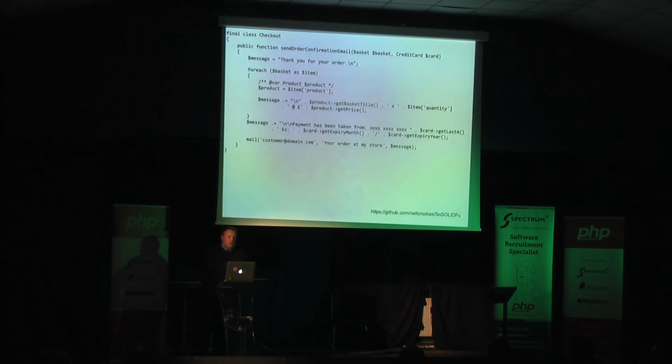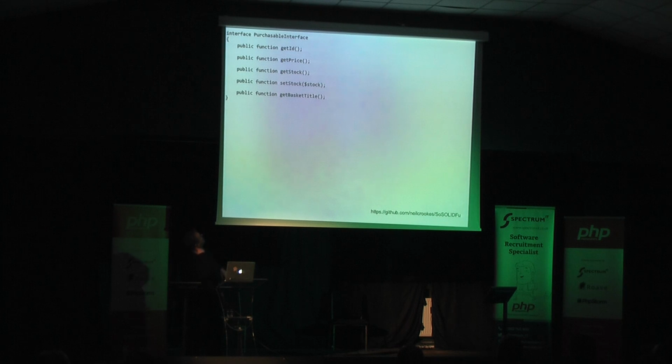So what we've done now is we've added a new method to our product class called getBasketTitle, and then we've overridden that in our new product variant class, which extends product, and it's going to tag on the size and the color details of our product variant. And then we've updated our send order confirmation email method to call this method on the basket item object instead of the getName method. In addition, we've introduced this purchasable interface. This imposes a contract on the objects that implement it, and all of the classes that depend on it can rely on that object implementing this interface.